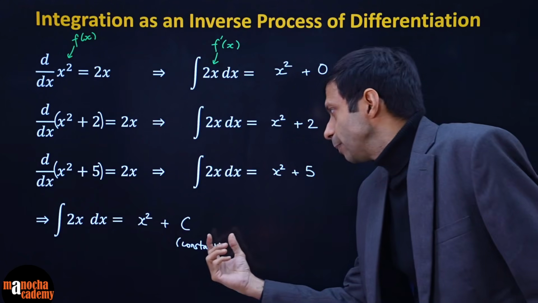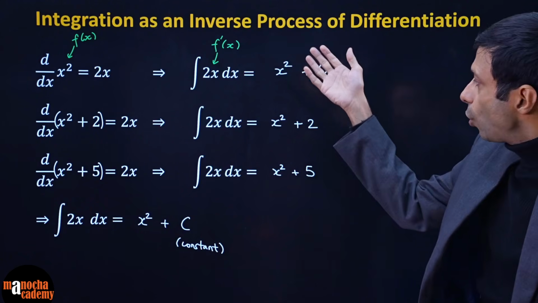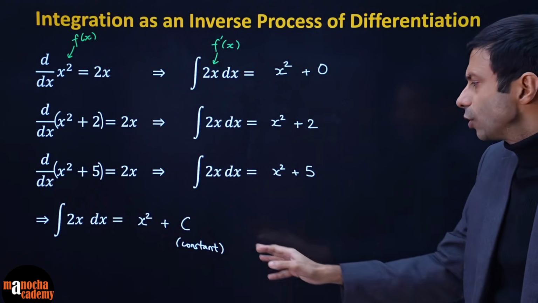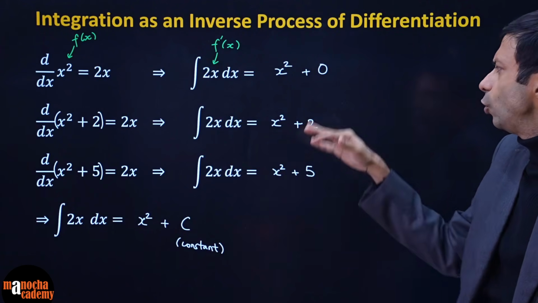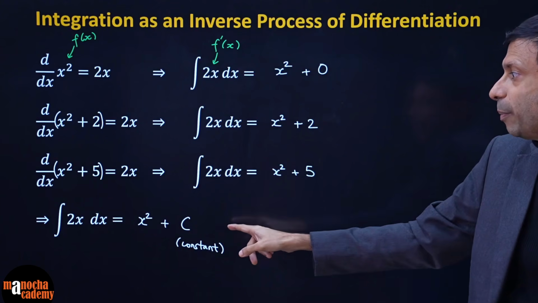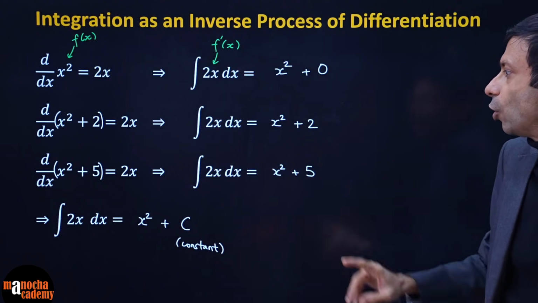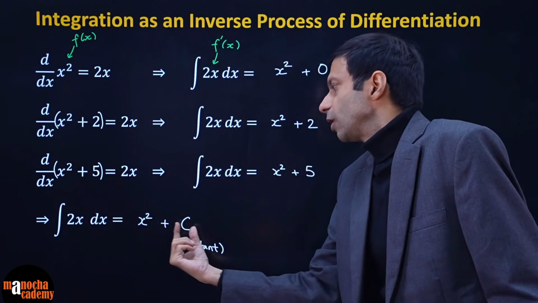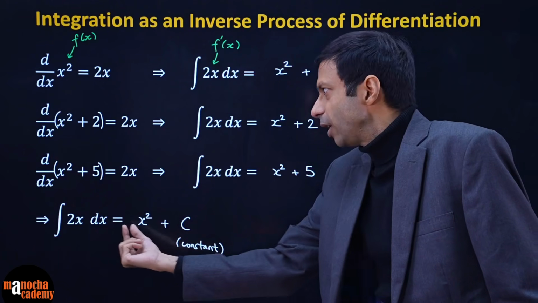So you will see this plus constant. Why? Because all of these are possible, all of these are correct. The constant can take a negative value, 0 value, positive value, anything. This could be x square minus 5 also. So please remember, this will be your answer, because when you differentiate this, the differentiation of the constant is 0, and you are left only with 2x.